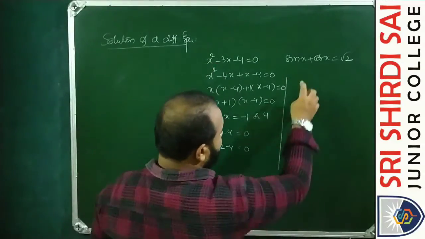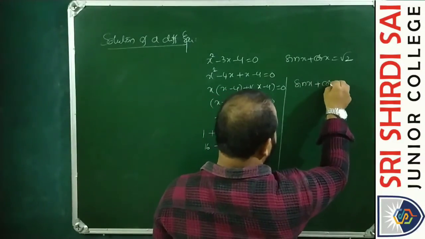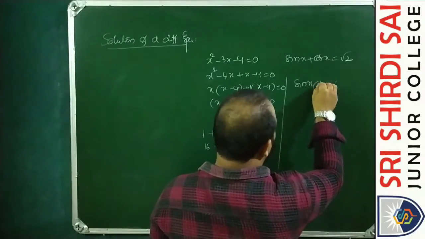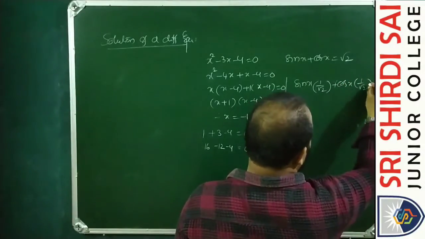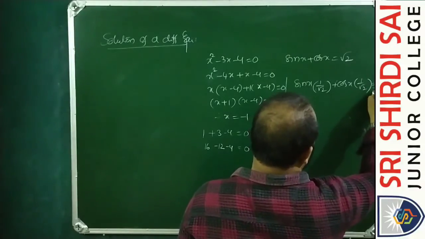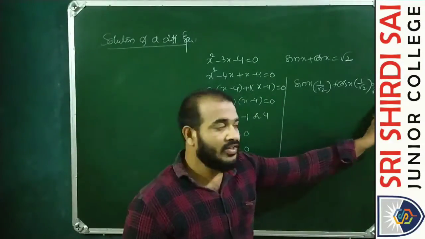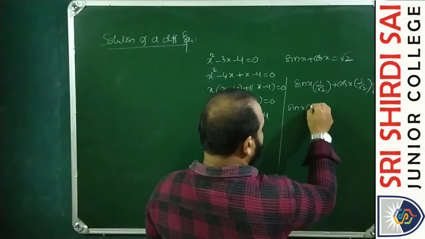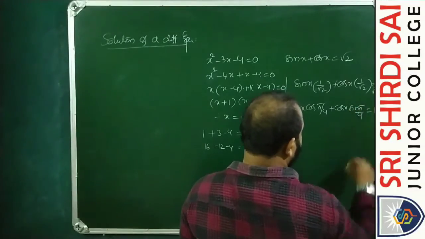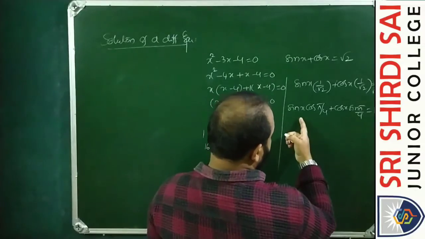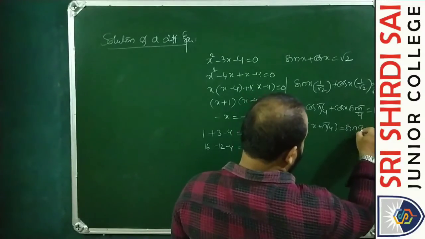Likewise, if you solve this, sin x plus cos x equals root 2. So sin x plus cos x, this can be written as sin x into 1 by root 2 plus cos x into 1 by root 2, that we have done in the last year. So root 2 by root 2. That is, I just divided with root 2 on both the sides. Then this is sin x cos pi by 4 plus cos x sin pi by 4 equals 1. So this equals sin of x plus pi by 4 equals sin 90 degrees.